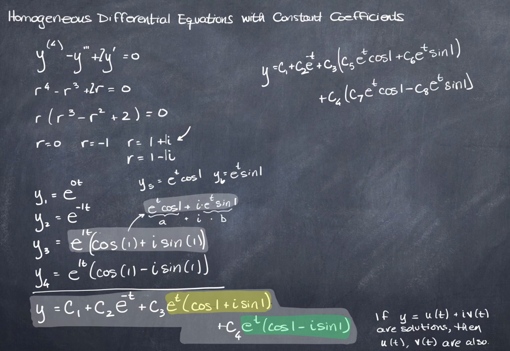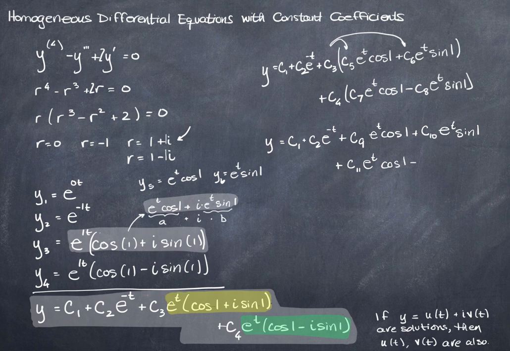So now, just to tidy things up, I can say that y is equal to c1 plus c2 e to the negative t plus, if I distribute, a constant times a constant. I'm going to call it c sub 9, why not, times e to the t cosine of 1, plus c sub 10, I guess, times e to the t sine of 1, plus c sub 11 e to the t cosine of 1, minus c sub 12 e to the t sine of 1. Now, I've done that, c sub 3 times c sub 5 is some other constant, and I've just called it constant 9.